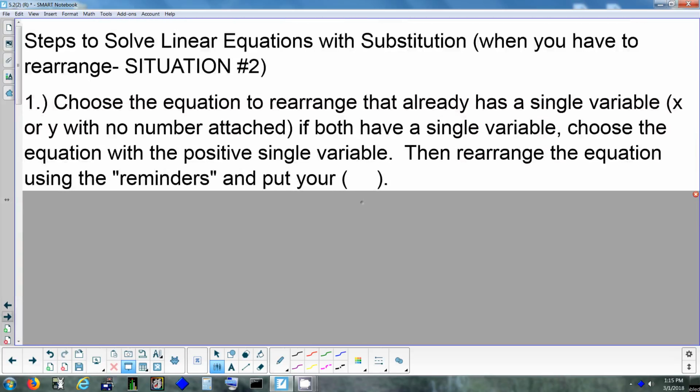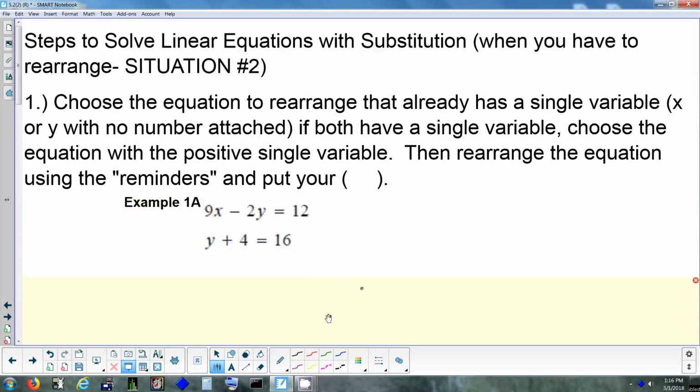So choose the equation to rearrange that already has a single variable, like we just talked about. You want to pick the one that has a single x or a single y. That's the one you want to rearrange, because then you won't have to do any division. So when you get into a situation like this, we don't see an x equals or y equals something nice, all right? You want to pick the one that has a single variable, all right? That means x or y is going to have no number attached.